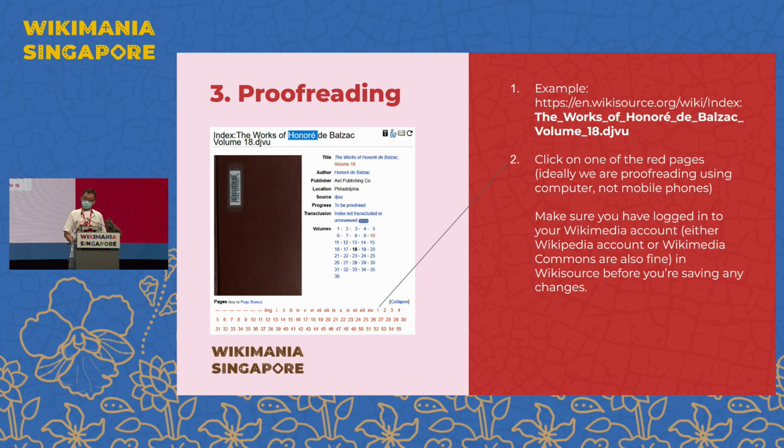In my experience, it's better to proofread on a laptop or computer. If you only have mobile, you might be able to use a tablet or something, but if the screen is quite small, it's kind of hard to see the side-by-side comparison. But you can try on a mobile phone if you don't have a laptop. And make sure you have an account and you log in before you proofread.